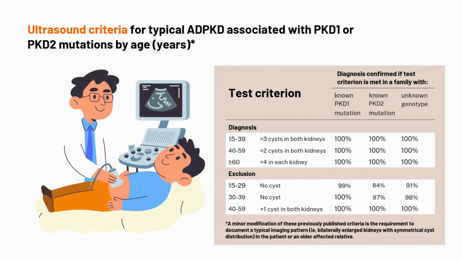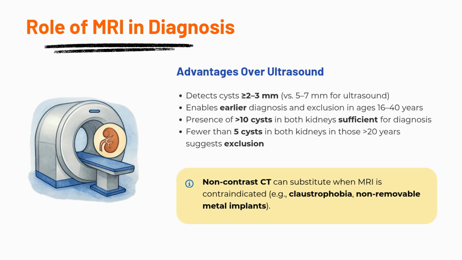Meaning bilateral kidney involvement with relatively symmetrical cyst distribution. If the pattern is atypical, these criteria may not be applied. Now let's focus on when and why we use MRI in ADPKD, because MRI is not first line, but is extremely powerful when needed. The main advantage of MRI is sensitivity.